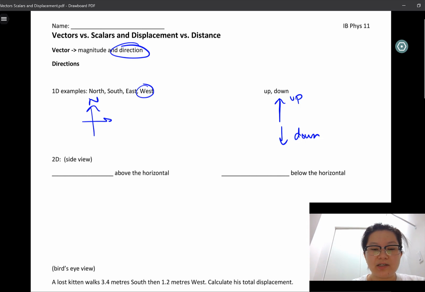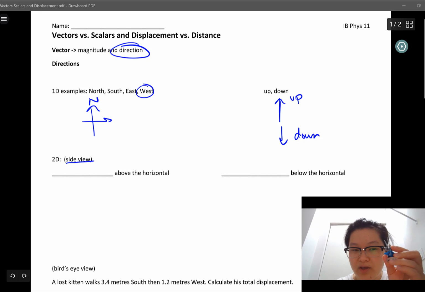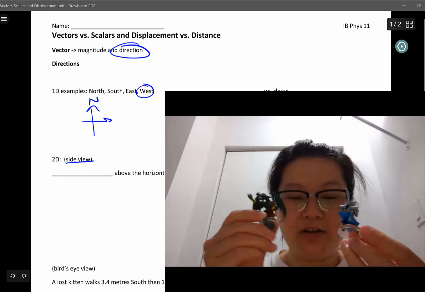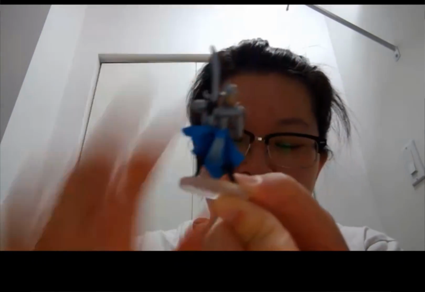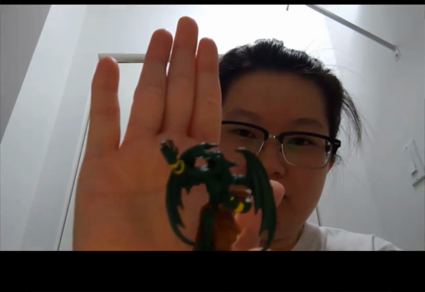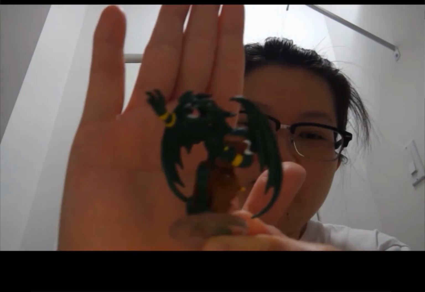When we look at something that is moving in projectile motion, oftentimes we are looking at a side view. I'm going to use some figures to help us visualize this. Here I have figurines from a board game I enjoy playing a lot, Mage Knight. This is Norwas. Very expensive board game, but totally worth it. Here we have a figure who looks like a dragon. I use him for flying purposes.